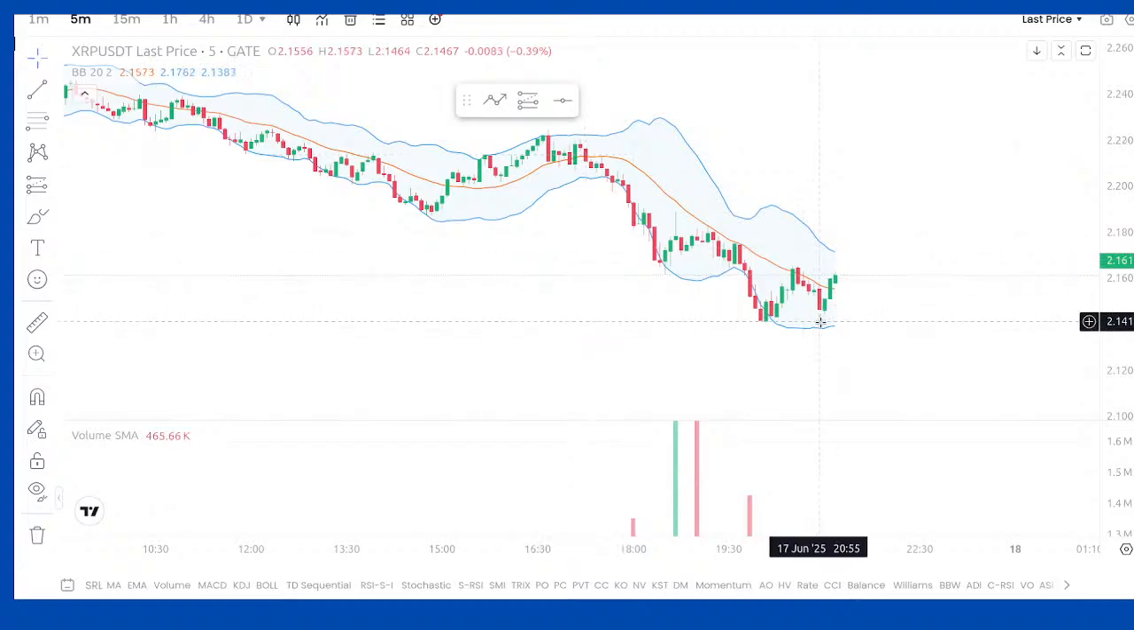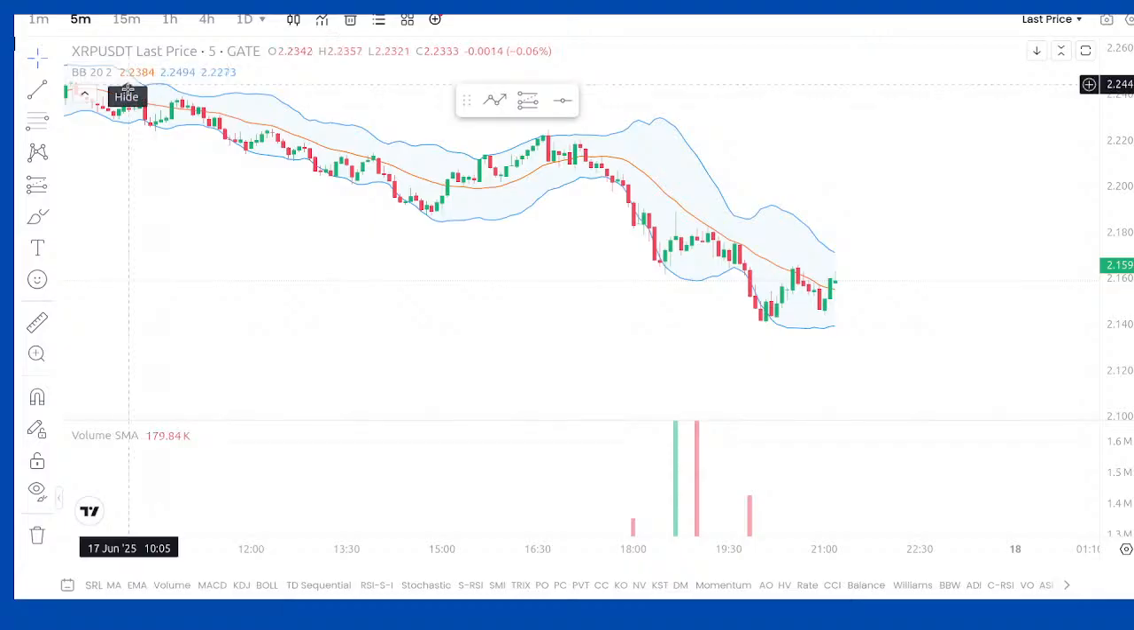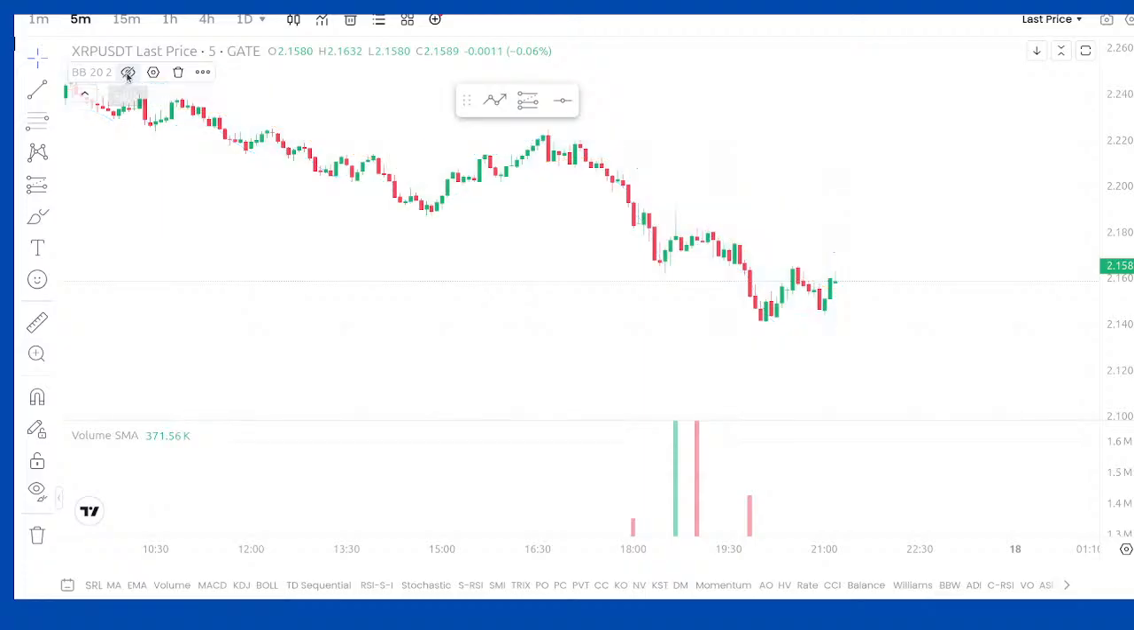You need to understand what it means when the candlestick touches the lower Bollinger Band, what it means when the candle touches the upper Bollinger Band, and what it means when it touches the middle Bollinger Band. That is what you need to understand when it comes to technical analysis. Okay, another indicator we want to talk about, but let me hide Bollinger Band now that I have already explained it. I'm hiding Bollinger Band.